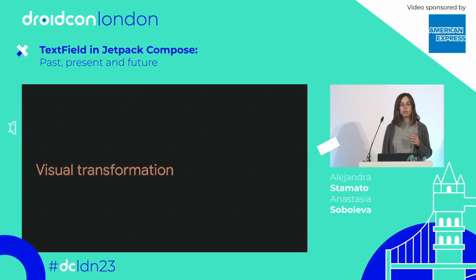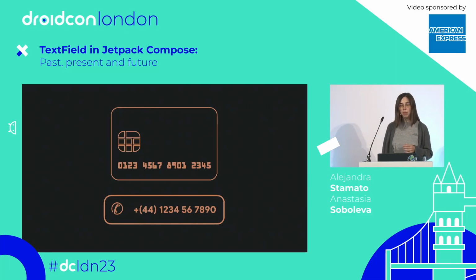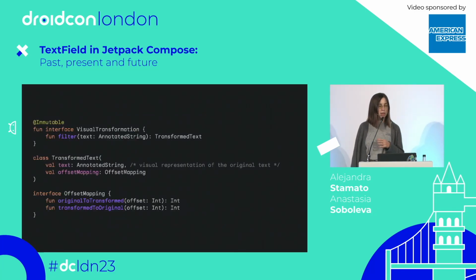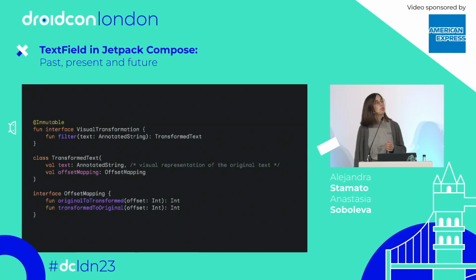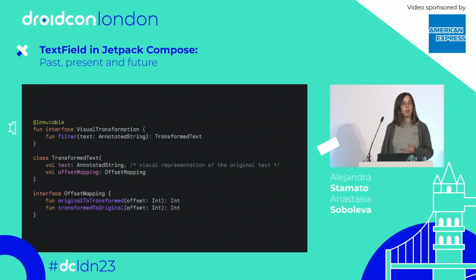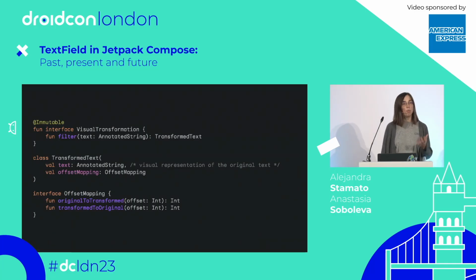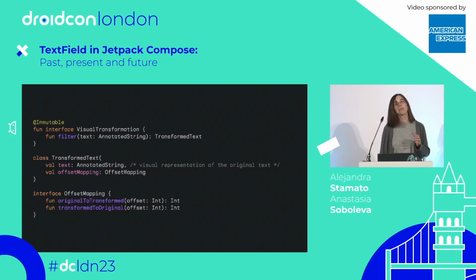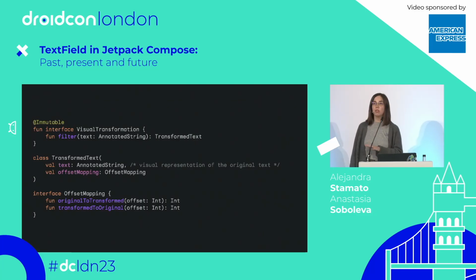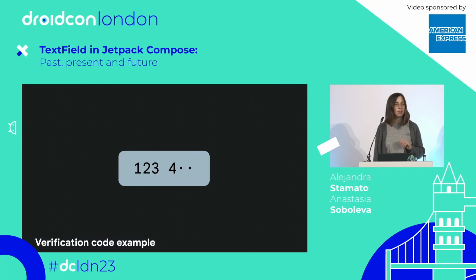There is another problem, which is the visual transformation API. If you ever wanted to implement a specialized text field, for example, for entering a credit card number or a phone number, you would use that API. It was a functional interface with a filter function that took the original text and transformed it into another text, the formatted text. And importantly, in this API, you had to provide an offset mapping, the mapping between the original string and the transformed string. Let's look at an example first.